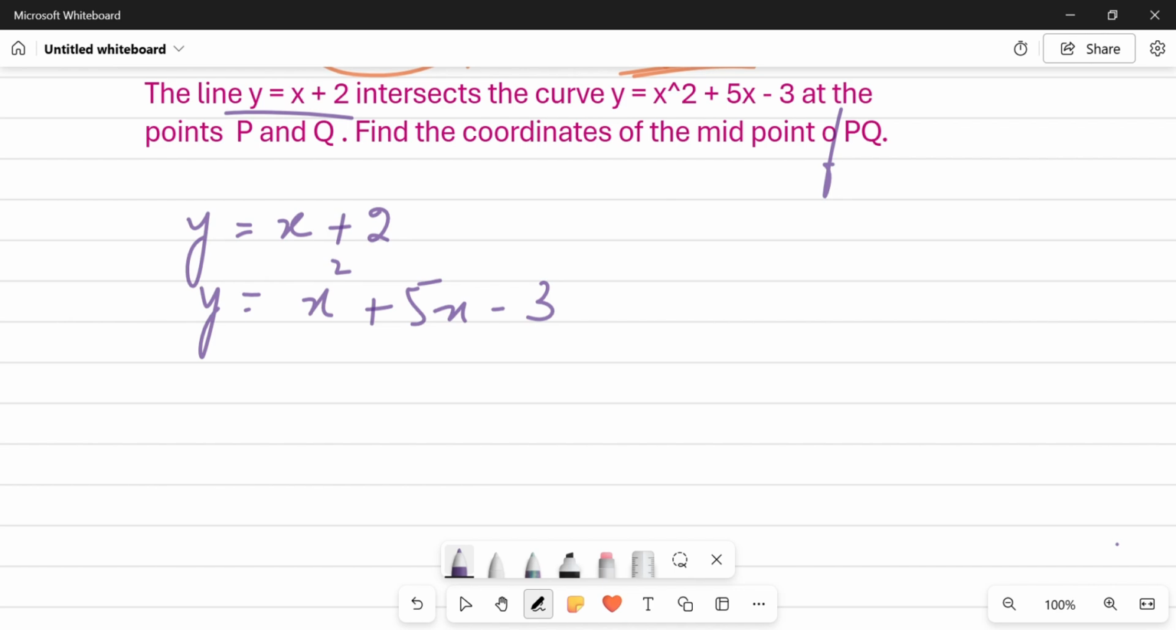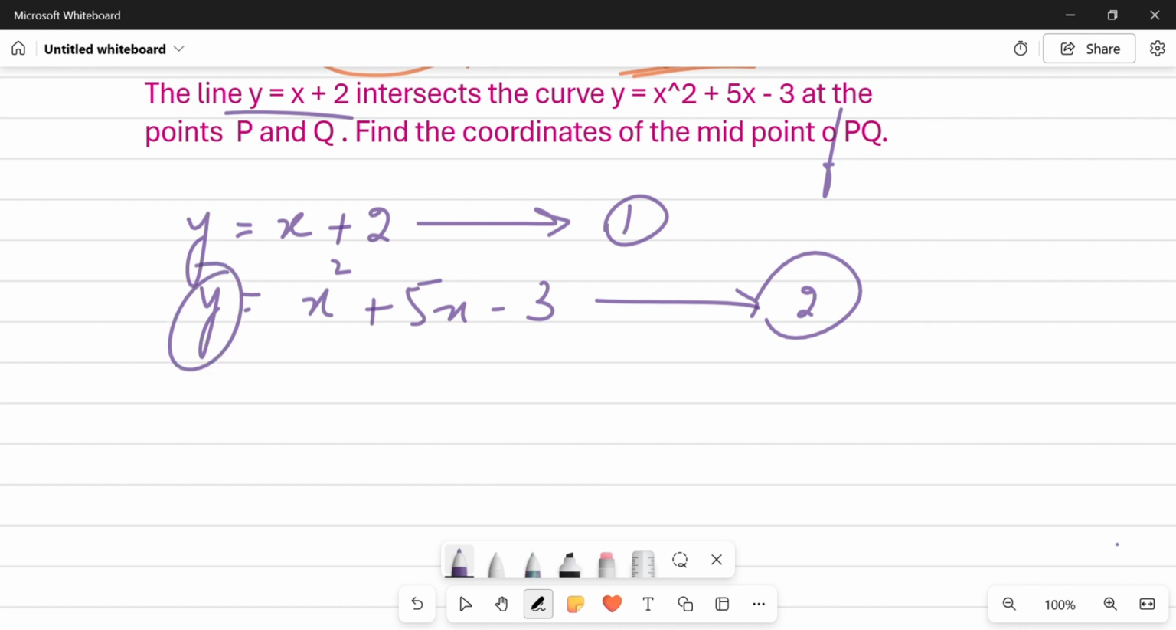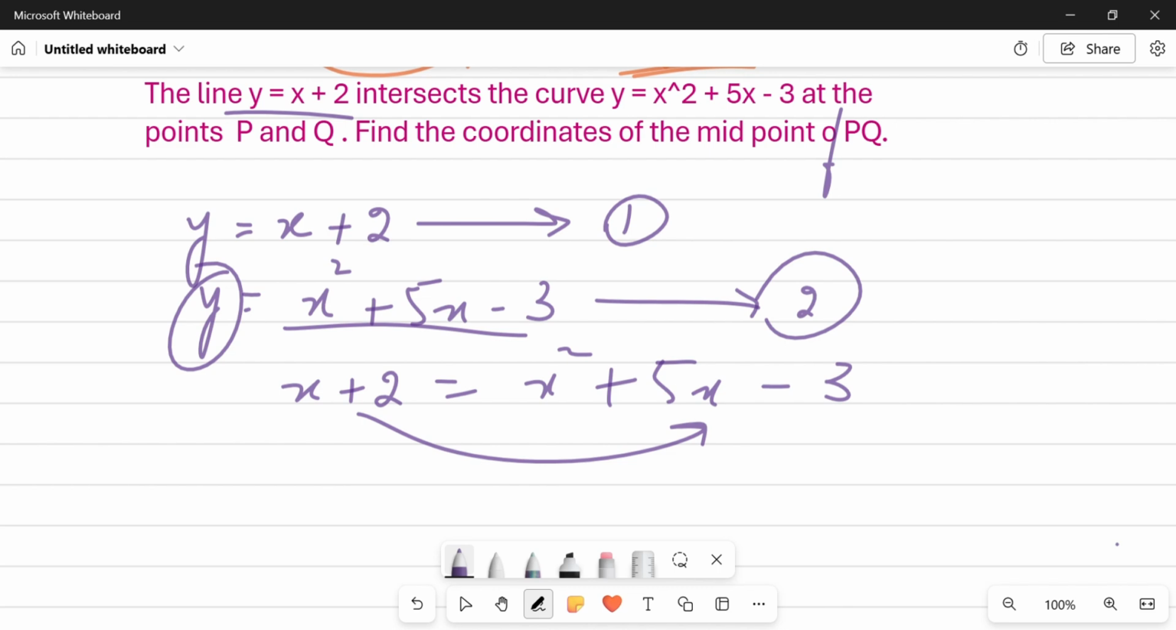So substitute the first equation into the second equation. This one is equation 1, and this one is the second equation. How are you going to substitute? Y is replaced by x plus 2, and here is x squared plus 5x minus 3. Now how are you going to solve this? I'm going to shift everything over there.